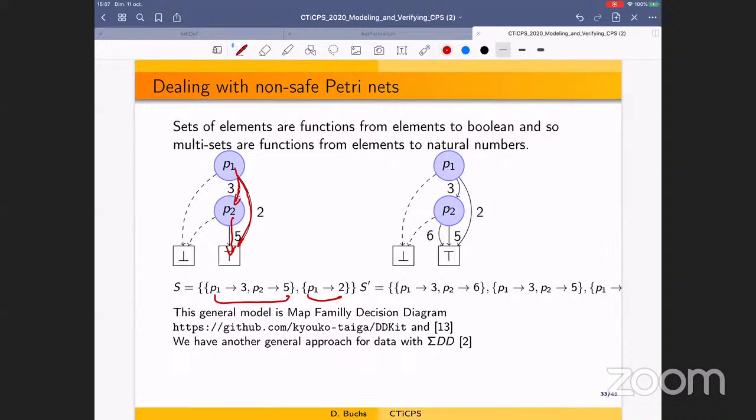Okay, so with this diagram, we are representing this set of states. If we want to extend it, to add one additional state, which is this state here, the state where P1 has a value 3 and P2 has a value 6, which is another state of the Petri net, for instance.